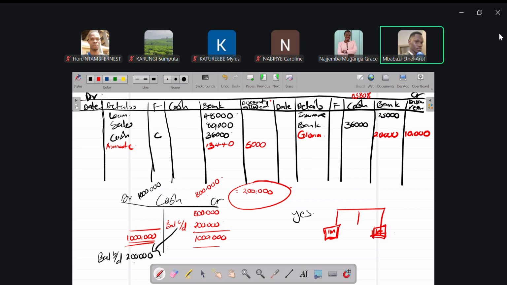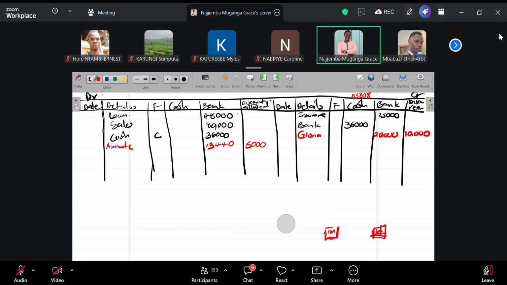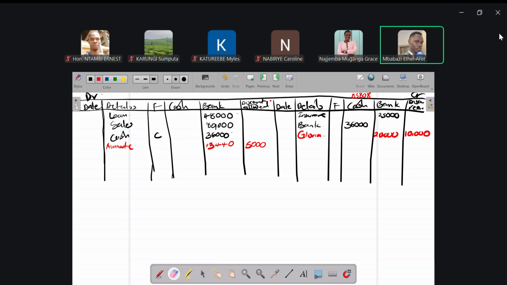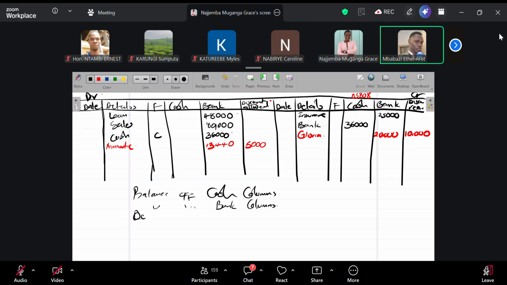Please, addition can never be a problem. You got the principle, you balance it off that way. Then when you move to the bank, you can even put that note. Cash columns are balanced off separately. Then two, balance off the bank columns. And then for the discounts, please note that the discount columns are not balanced off.